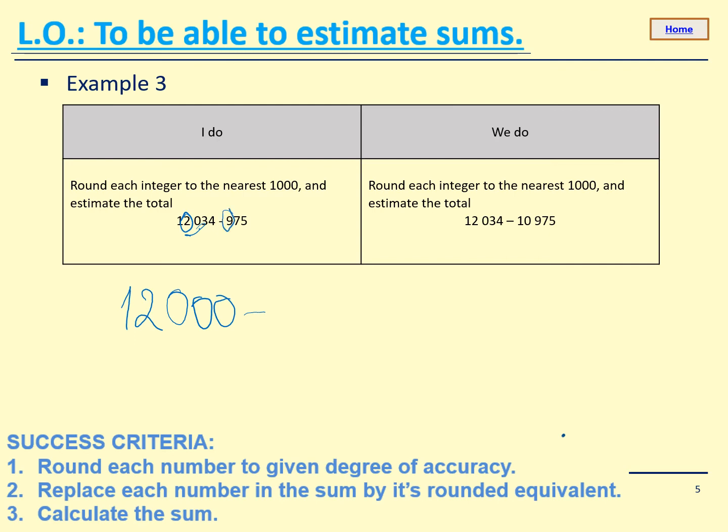Oh no, that's not right, is it? There is no thousands. So that means that our 1000 is a 0. Next to it there is 9, so our 0 will become 1, 9 will become 0, 7 is 0 and 5 is 0. So that's 12,000 take away 1,000. So this sum estimated is 11,000. Now pause this video and have a go at we do.